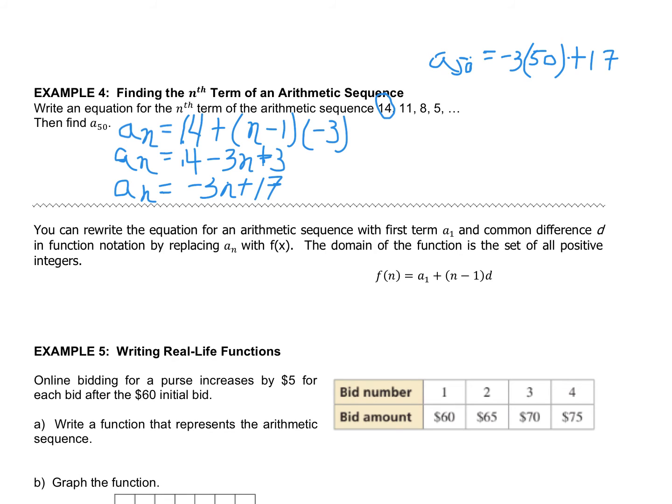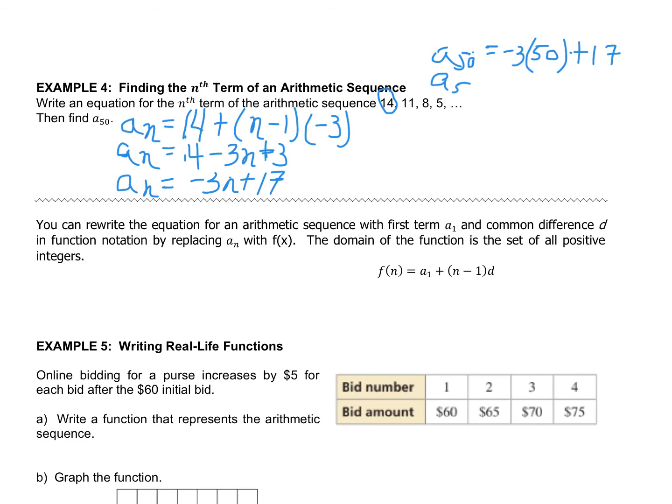And then I just solve. So I get a sub 50 is negative 150 plus 17, which is negative 133. So if I was to continually go all the way to the end and just keep subtracting 3's over and over again, the 50th term would be negative 133.